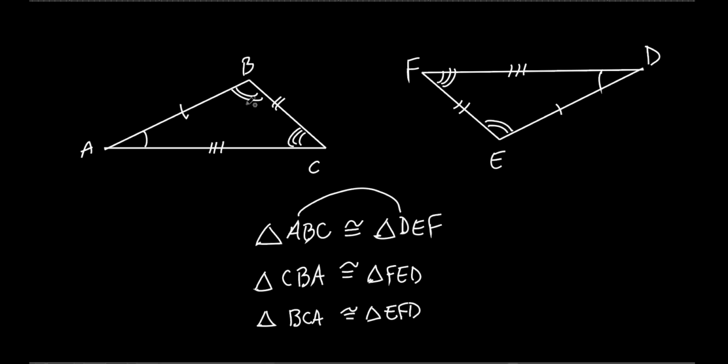And then B. How do I know which one B matches up with? Well, it matches up with the one with two arcs, right? B has two arcs. E has two arcs. C has three arcs. F has three arcs.